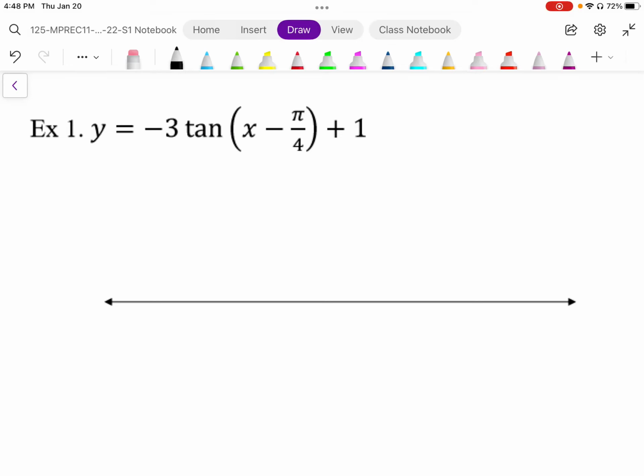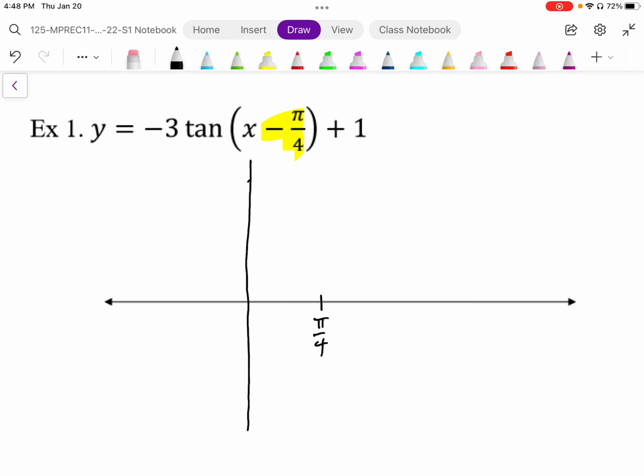So how do I go about drawing this graph? Okay, so I want to start with the center. Where is the center of this graph going to be? Well, this has been horizontally shifted pi over 4 to the right. So that's where I'm going to start. I'm going to draw in my y-axis here, and I'm going to show pi over 4 to the right, maybe right about here.